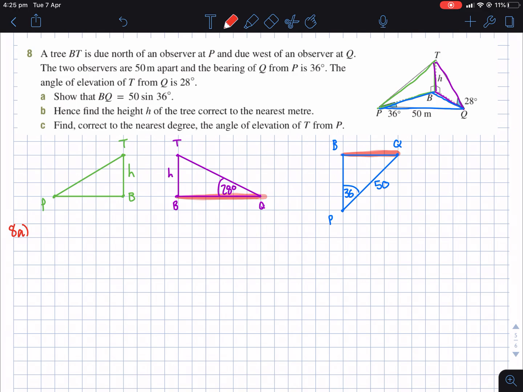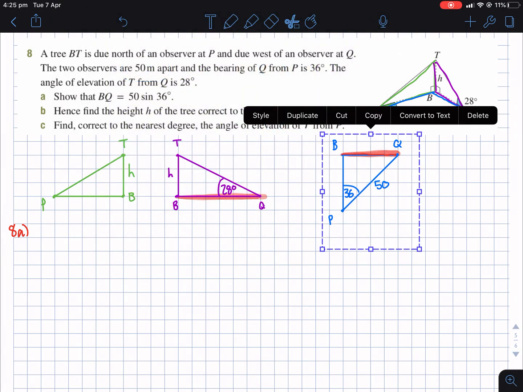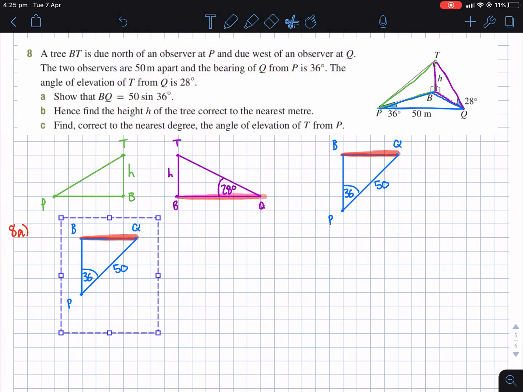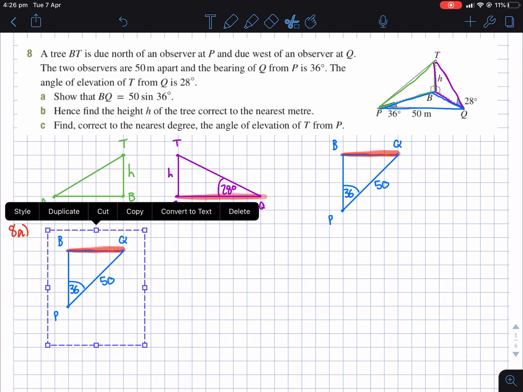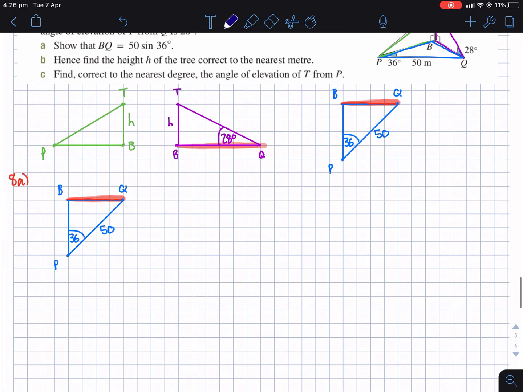So, because 2 out of 3 ain't bad, we're going to use the one on the right because we know that angle and we know a side length. So I'm going to copy that. So that's here. So we know from that angle if we used sine 36, it equals the opposite, so BQ over 50. So 50 sine 36 equals BQ. Ah, that's what we were aiming for.